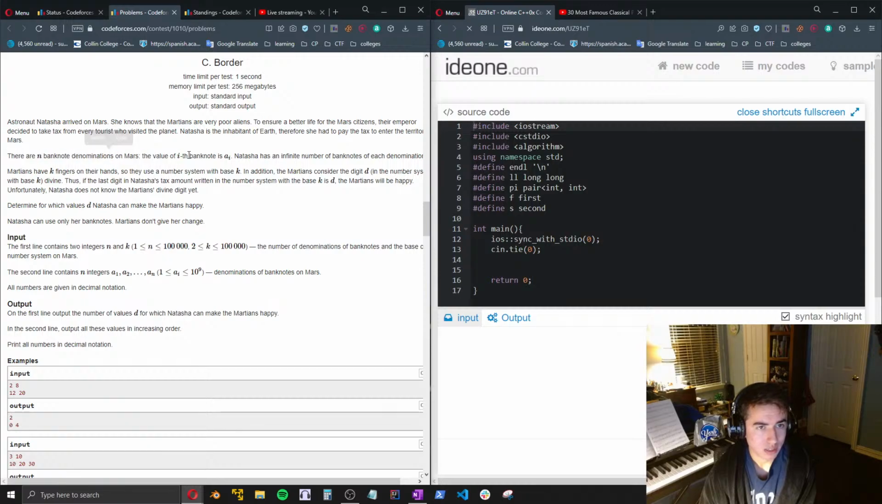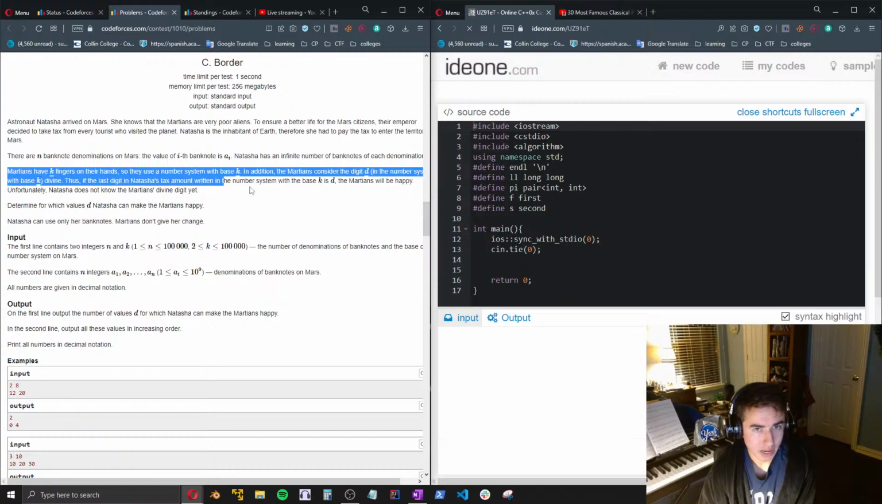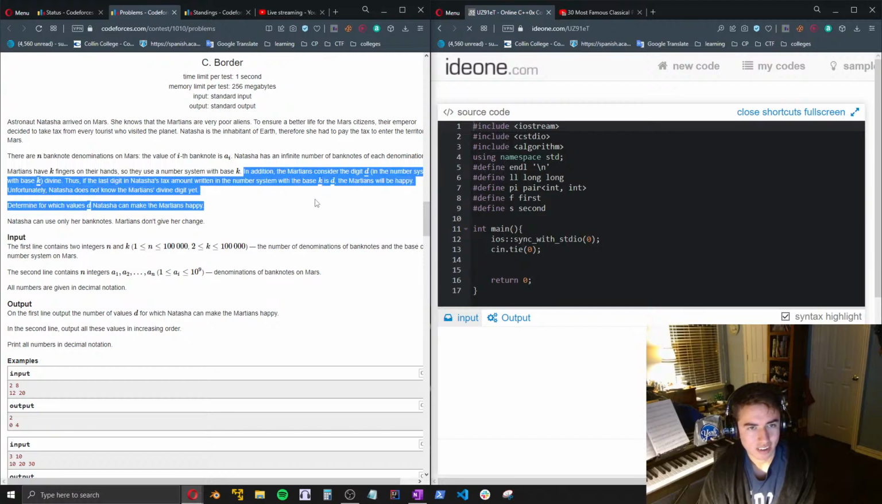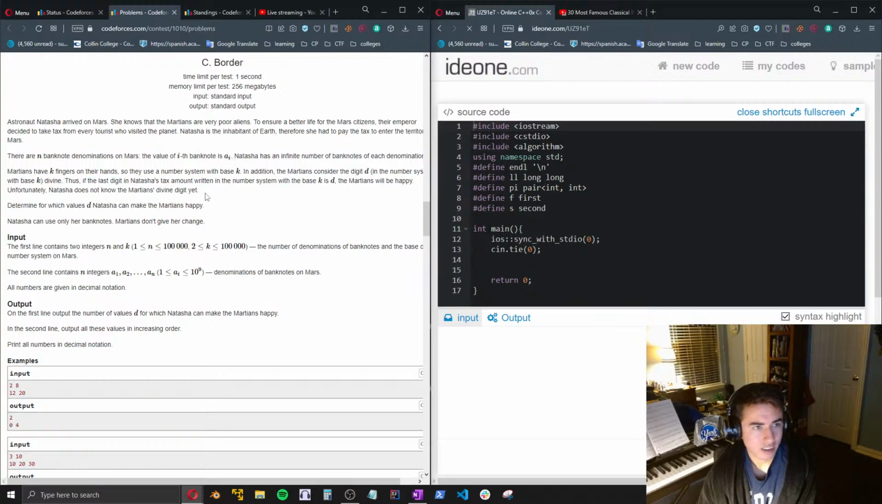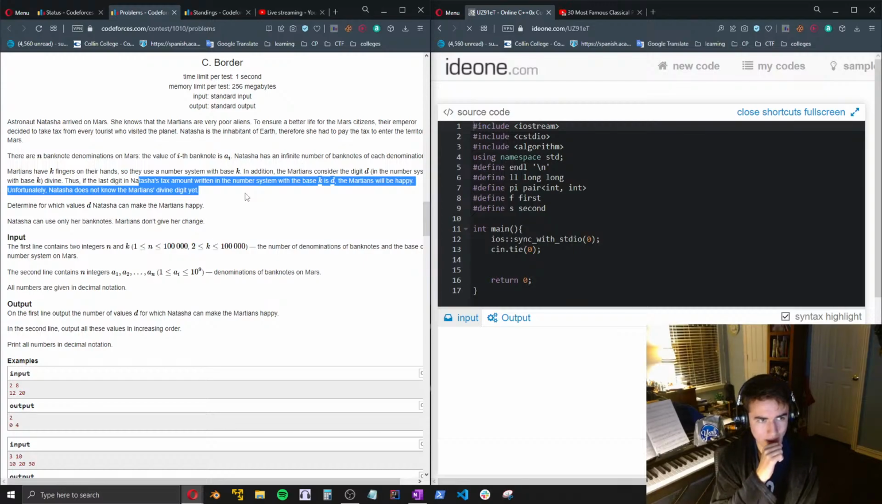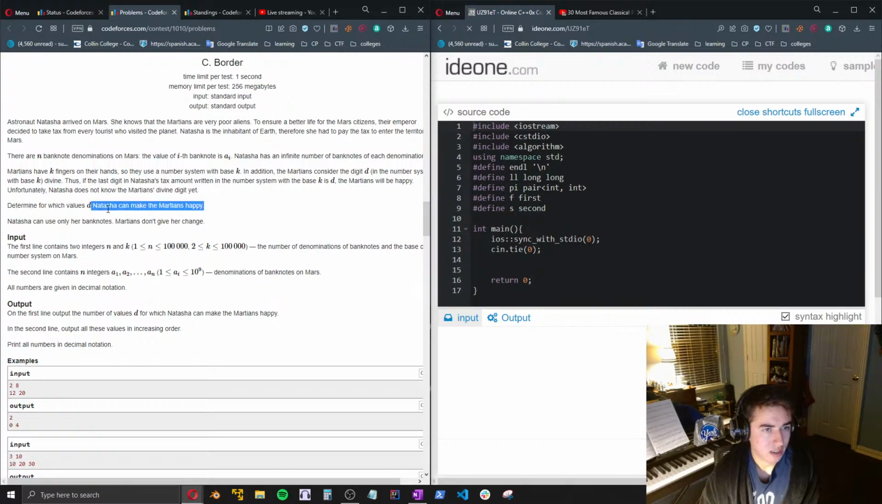And banknotes, ith banknote is a_i. Finite number of banknotes. Martians have k fingers on their hands. Okay. Oh, okay. In addition, the Martians consider the digit d divine. Thus, if the last digit in Natasha's tax amount is d, the Martians will be happy. Determine for which values of d Natasha can be happy.